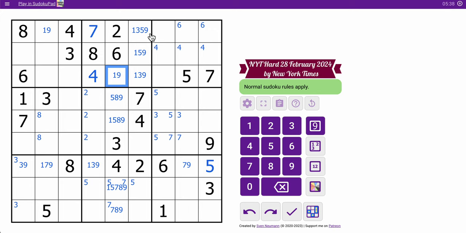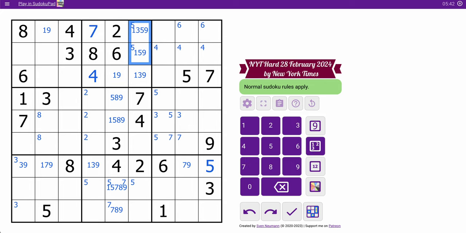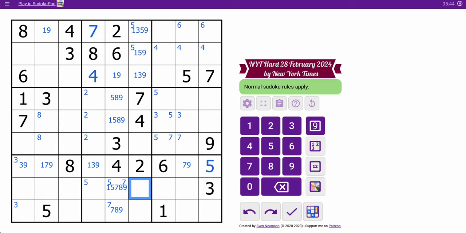Well, wait a minute. Okay. These aren't five because of this, so five is one of these two. This is not five. So five is definitely one of those. This is 3/4 of a 1359. Oh. That's interesting. Three is in one of these two, too, so three and five take two of these three cells.